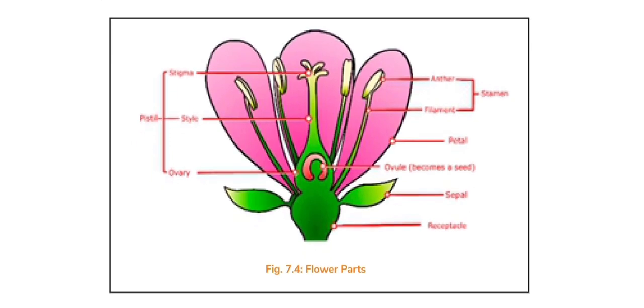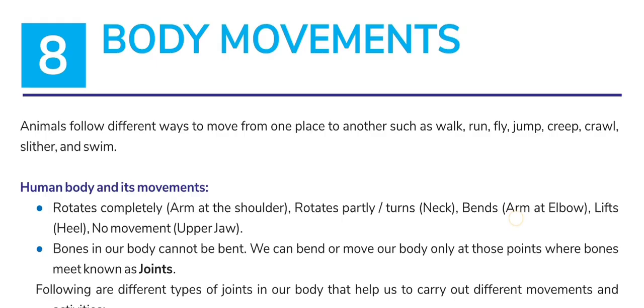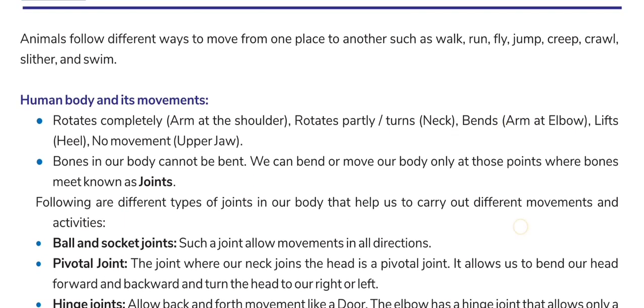Fig. 7-4. Flower parts. Animals follow different ways to move from one place to another, such as walk, run, fly, jump, creep, crawl, slither, and swim. Human body and its movements. Rotates completely, arm at the shoulder. Rotates partly, turns neck, bends arm at elbow, lifts heel, no movement, upper jaw.